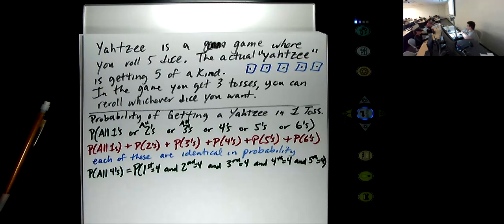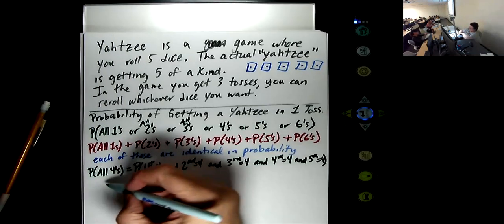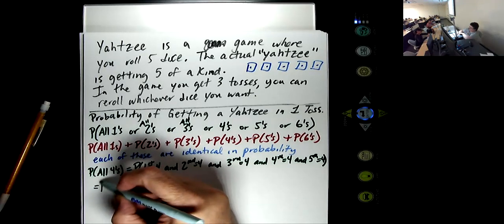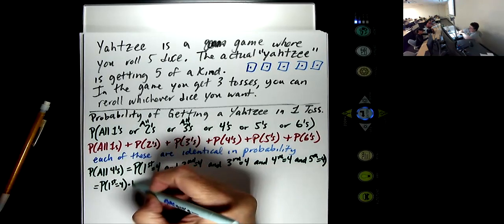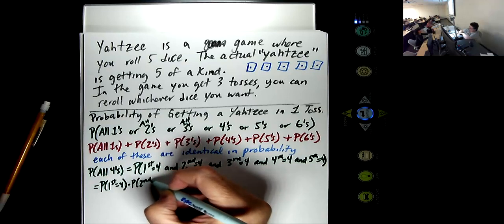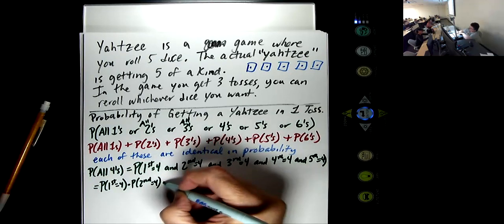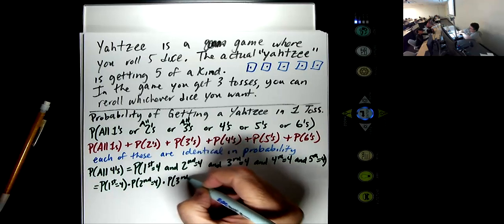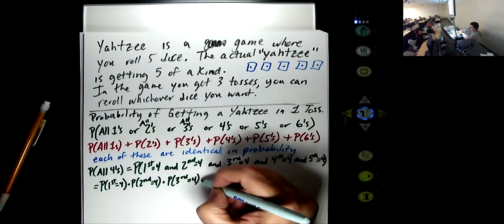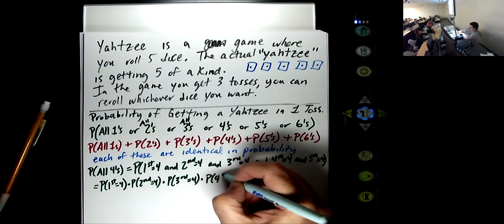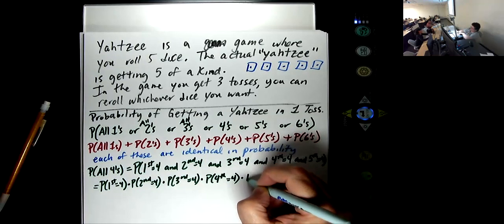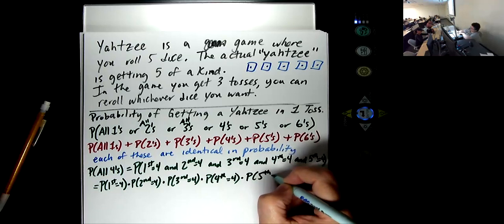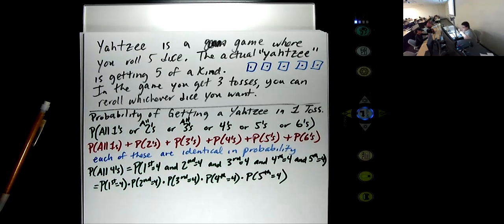What did we say and meant? Means multiply. So this is the probability that the first equals 4 times the probability that the second equals 4 times the probability that the third equals 4 times the probability that the fourth equals 4. Isn't this fun writing this down? Times the probability that the fifth equals 4.